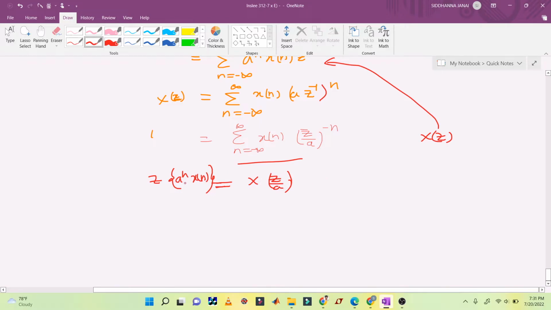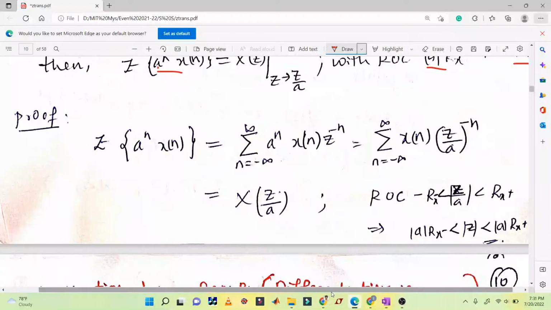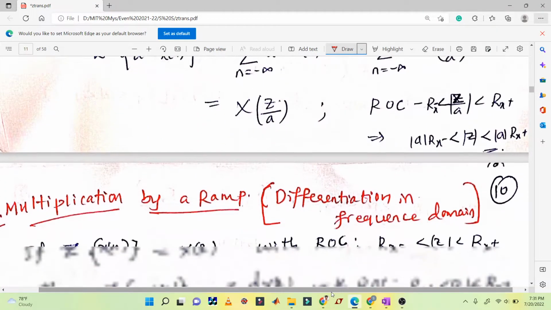So when we are given any transform, say a to the power n u of n, you have to find out what is the transform of u of n. After finding that, wherever z is there, you have to replace it by z by a. So that is the meaning here. Okay, so this is the multiplication by an exponential property. Now we have the fourth property, that is multiplication by a ramp.